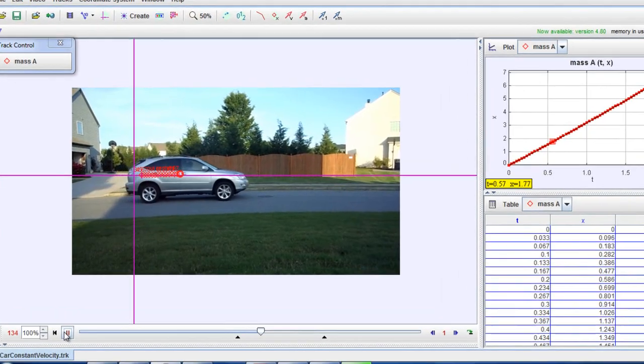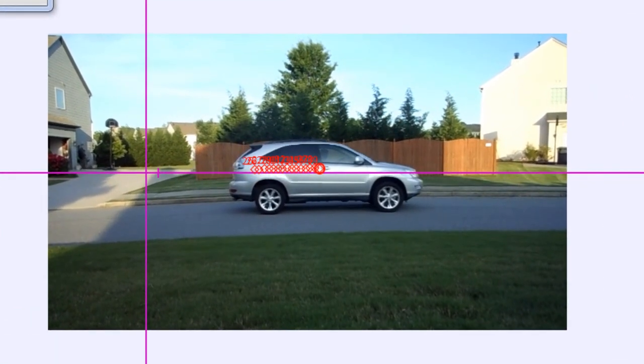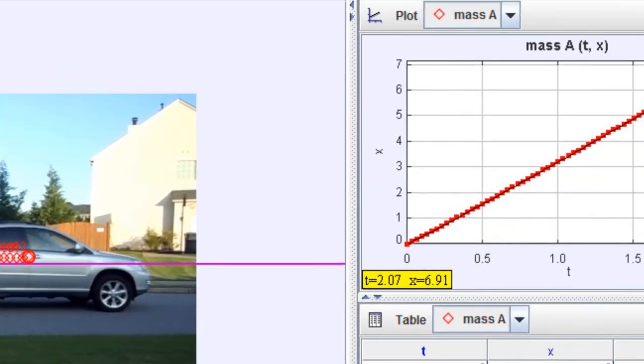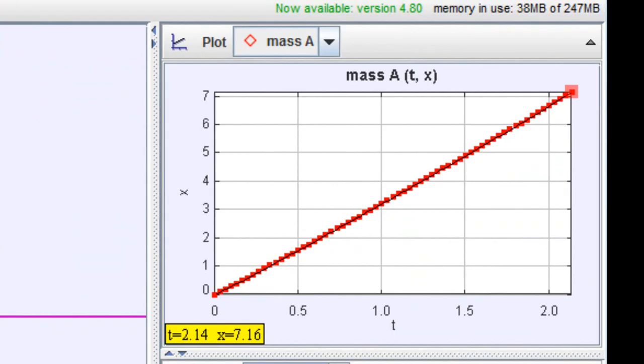So this is the video in Tracker. The car is the system and everything else is the surroundings. I plotted the points, and the graph on the upper right-hand corner turns out to be linear, which shows that there's constant velocity. Only the x-axis matters in our case, and the y and z are irrelevant. I chose the positive direction to be towards the right.